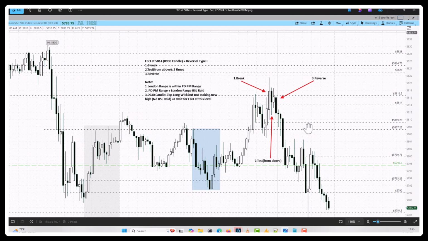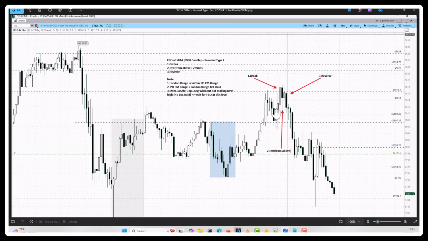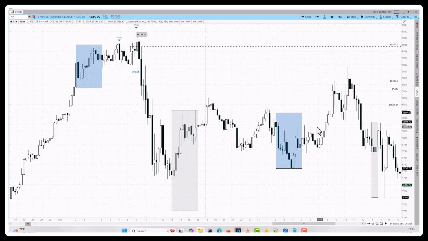So basically, we want to see when we need to wait for the 9:30. In this case, we wait for the 9:30 and wait for the fall breakout. You see that here? Wait for breakout at this level, which is the high right there. It's not making a new high. There's no buy side liquidity raid at the 9:30.